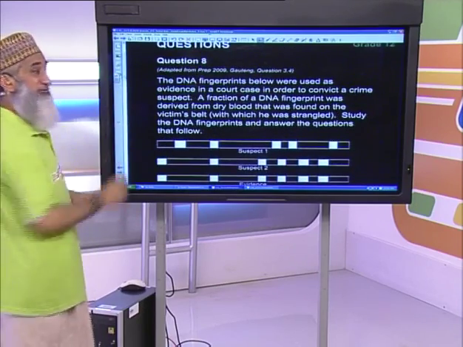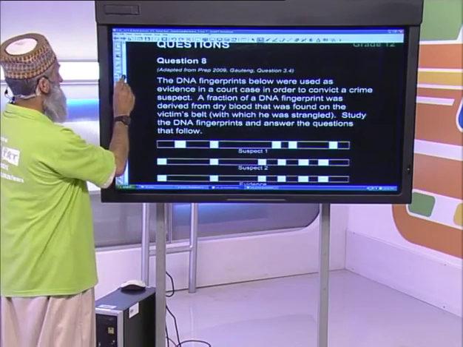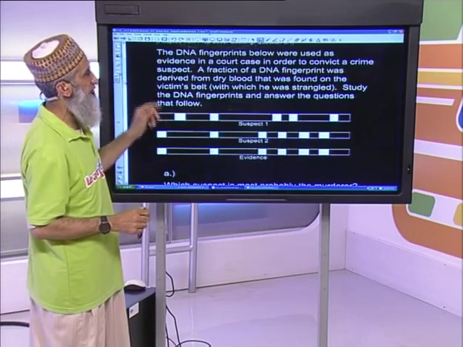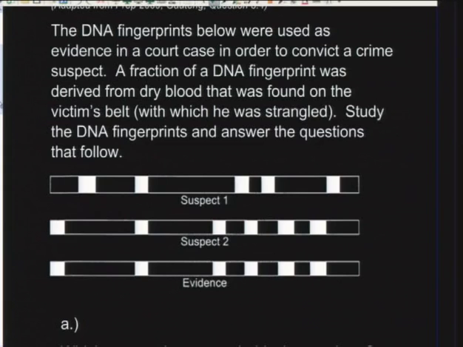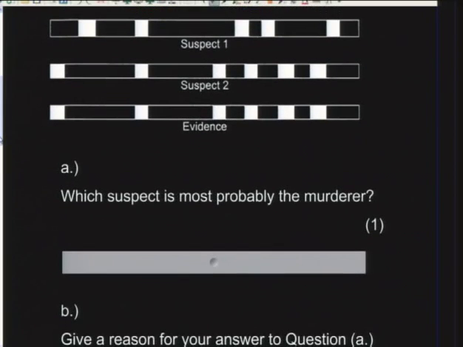Next question, now we're moving away from evolution towards DNA. And I'd like to start with this one here. The DNA fingerprints below were used as evidence in a court case in order to convict a crime suspect. A fraction of a DNA fingerprint was derived from dry blood that was found on the victim's belt with which he was strangled. Study the DNA fingerprints and answer the questions that follow. Okay, so they're giving you there suspect 1, suspect 2, and this is the evidence. Question, which suspect is most probably the murderer?